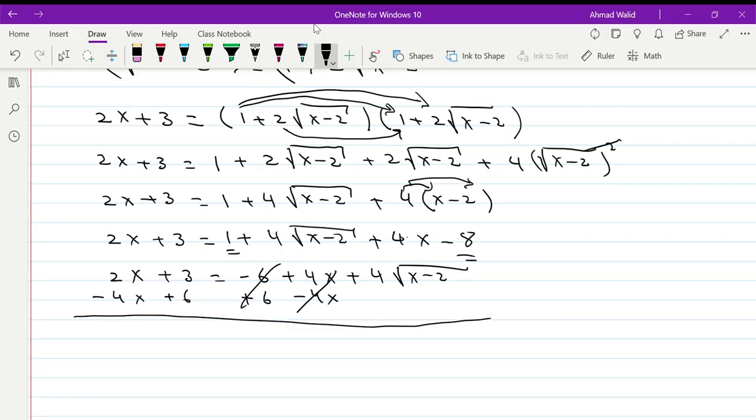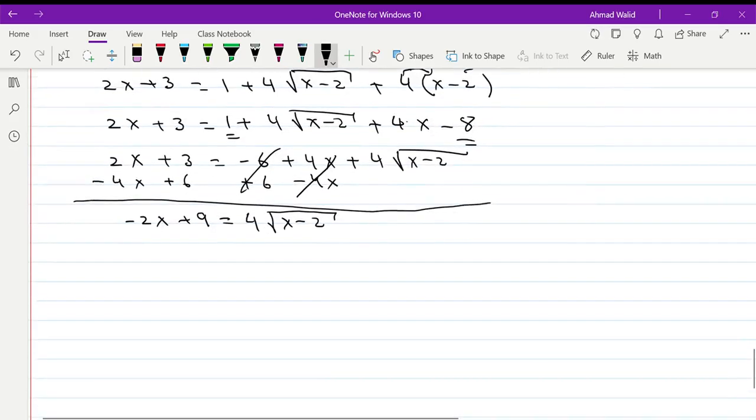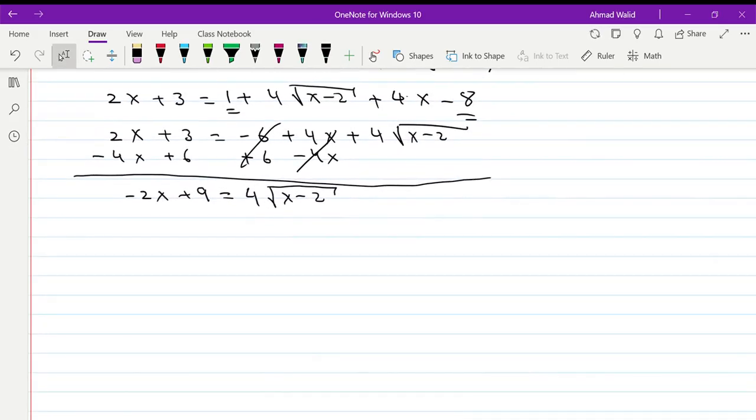2x minus 4x gives you negative 2x. 6 plus 3 gives you 9. Equals what is left on the right side? 4 radical x minus 2. The only problem that you see when dealing with equations where a radical is involved on both sides is that actually it's a longer problem. You see, now I have to square both sides again and solve because I want to get rid of the radical, correct? Then raise both sides to the power of positive 2.